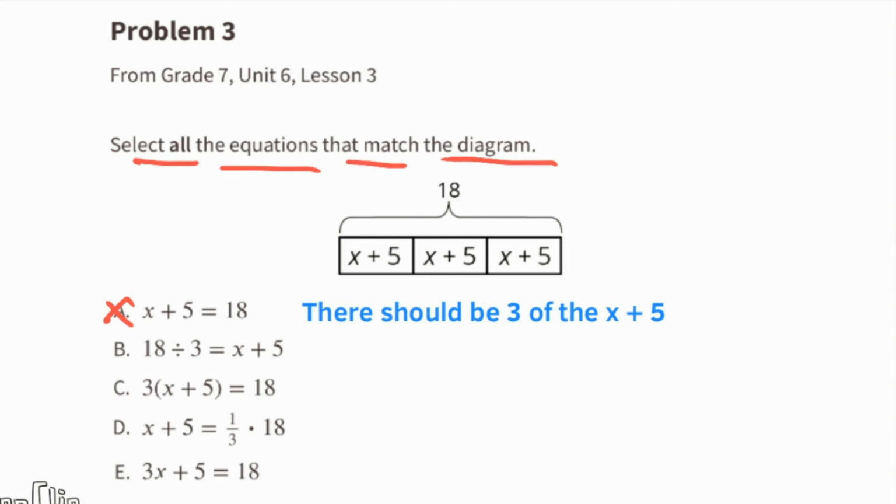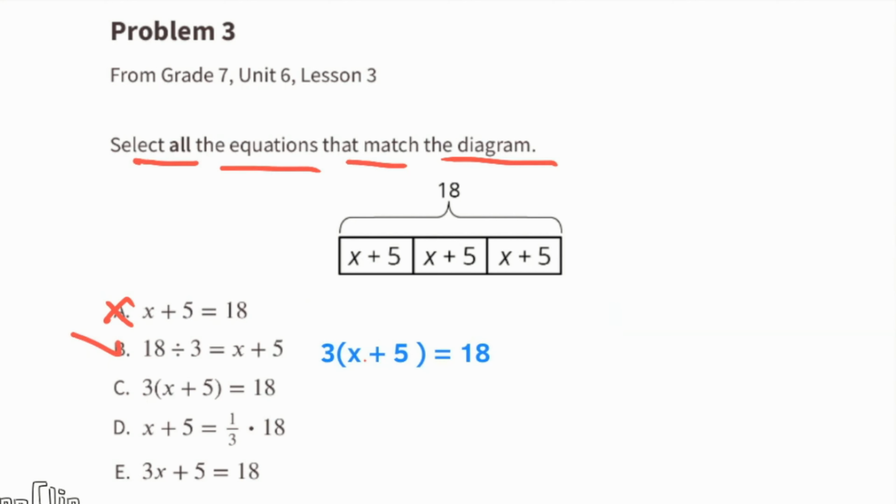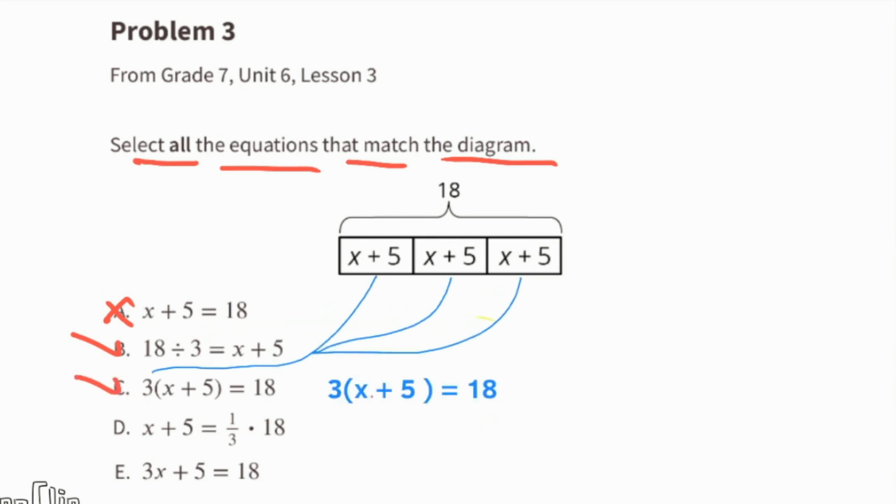I like equation B because 18 divided by three groups equals x plus 5 inside each group, so that one does work. So this represents 18 divided by 3, and inside each group is x plus 5. I also like equation C because it says 3 times x plus 5 equals 18, and that means three groups of x plus 5 equals 18.